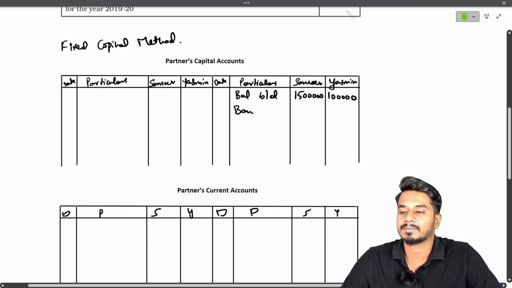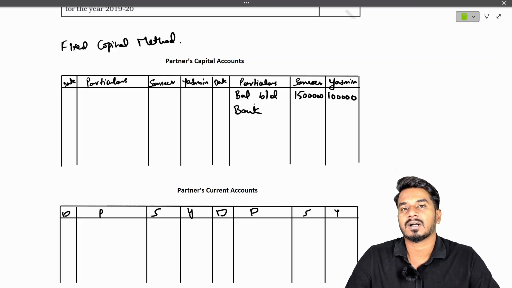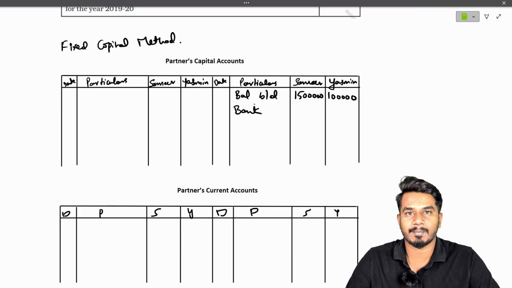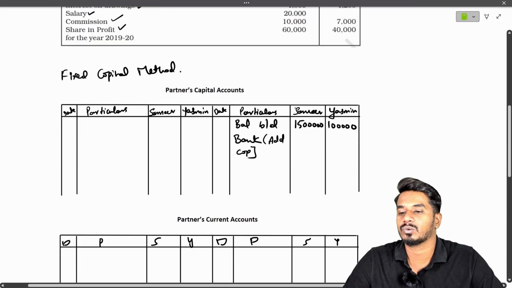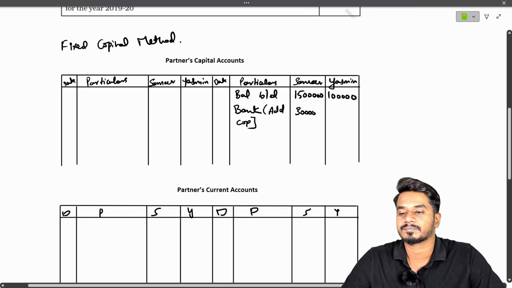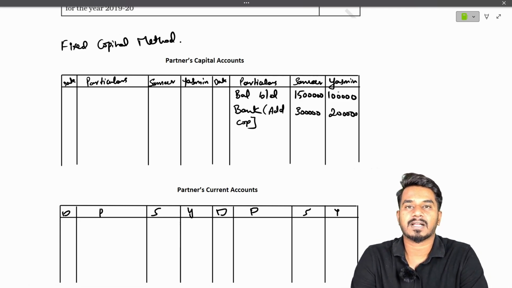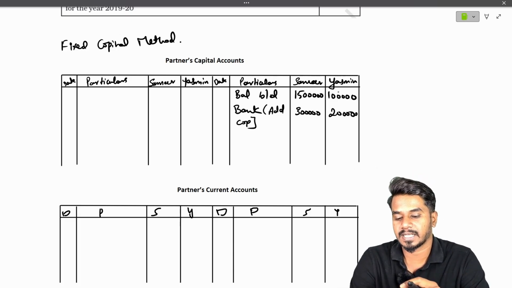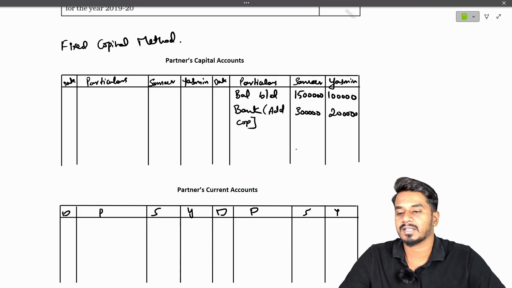Whenever they introduce capital, obviously they will deposit in the company's bank. However, it will go to the bank account only. Correct. So we need to show bank additional capital. So what is the amount? 3 lakh and 2 lakh. Here it is 3 and 2. Fine. 3 lakh and 2 lakh rupees. That's it. Nothing else will come in this account. If there is any additional capital, then only it will come. Right? Fine.